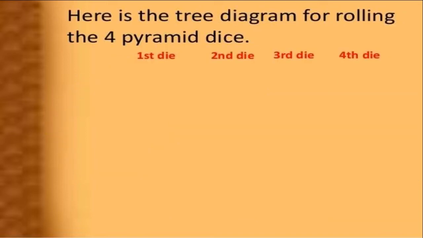Next, here is the tree diagram for rolling the 4 pyramid dice. First die, second die, third die, fourth die.